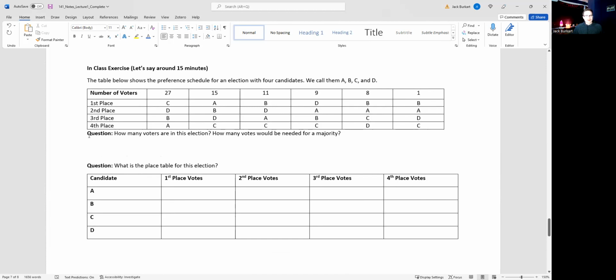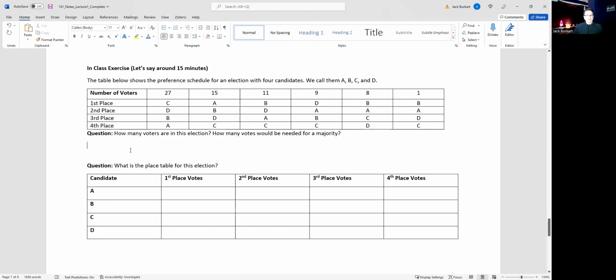All right, so the questions that I would like you all to answer is how many voters are in this election? What is needed to get a majority? And if you could calculate the place table for this election. So I want you to pause. You can go through this and then you can unpause once you're ready to move on.